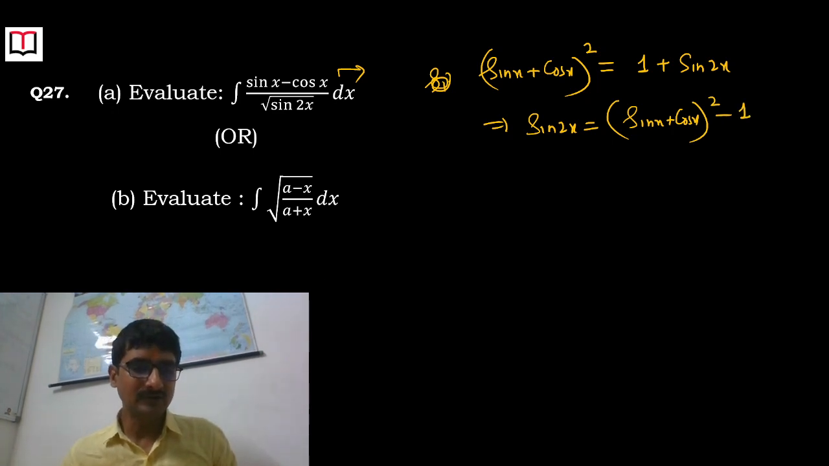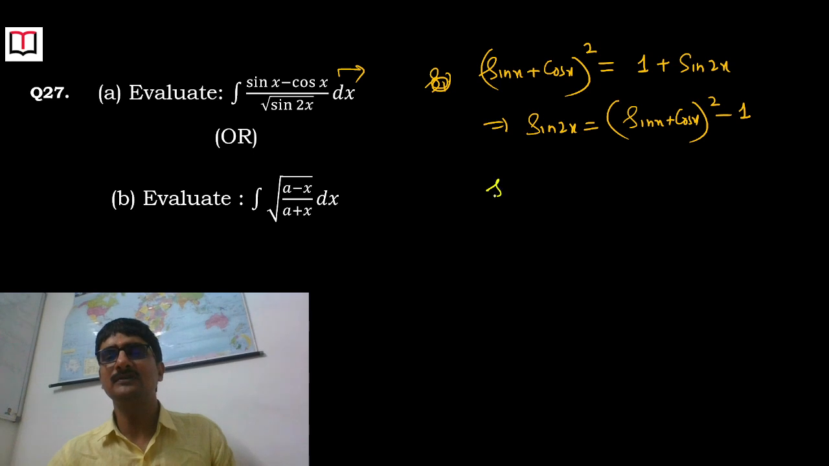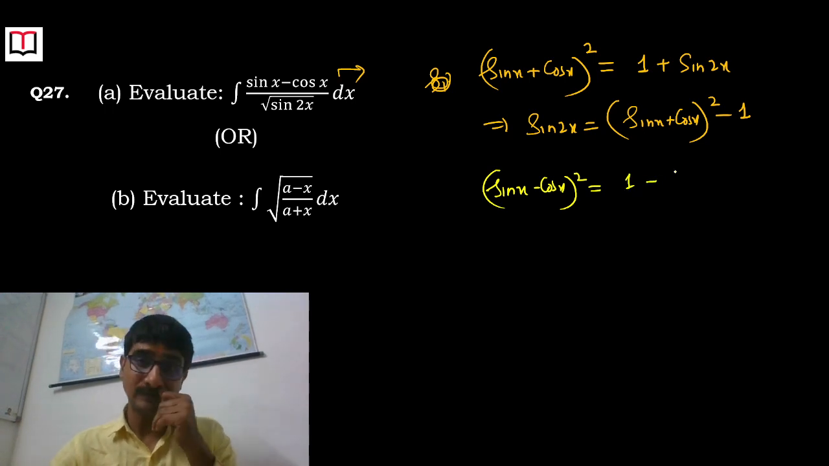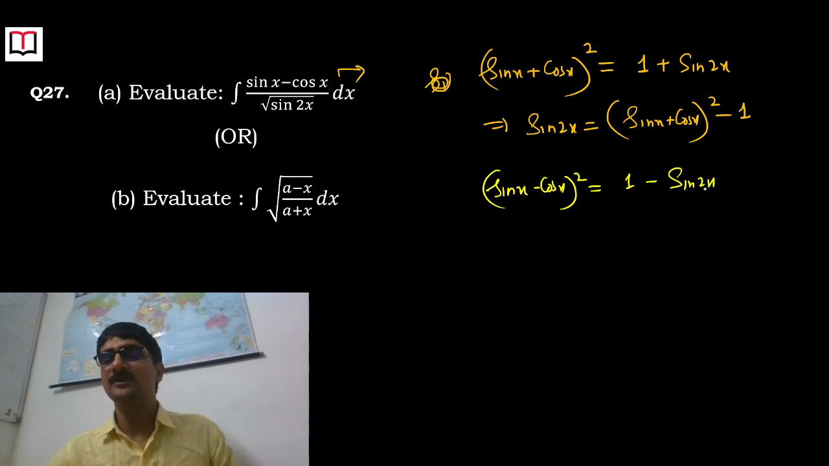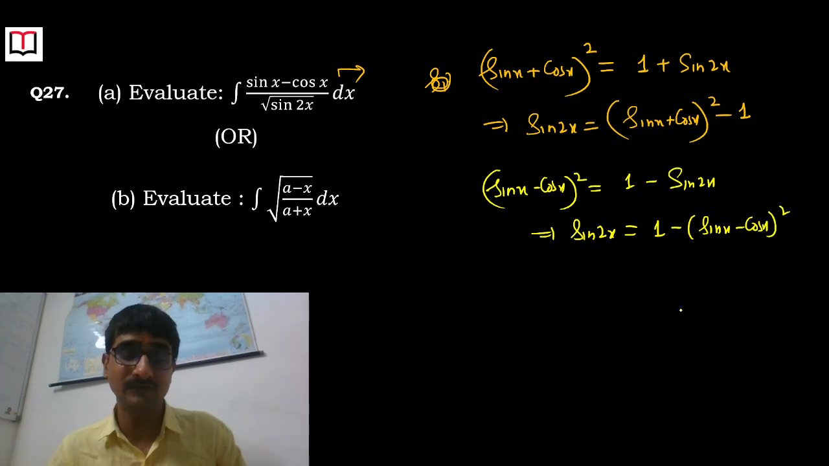Now what's the second option? The second option is if you open sine x minus cos x whole square. So it is, again sine square plus cos square is 1, minus 2 sine x cos x, which is minus sine 2x. So from here, if you wish, you can write sine 2x as 1 minus sine x minus cos x whole square. I think all of you will agree.